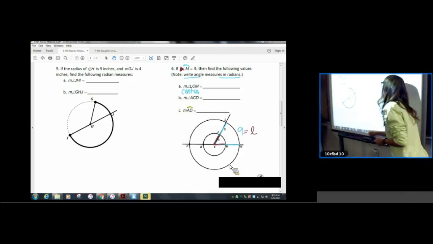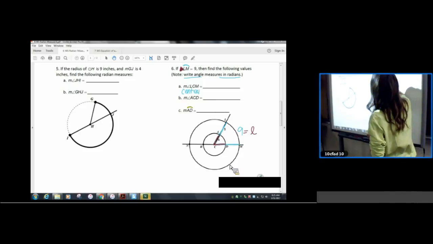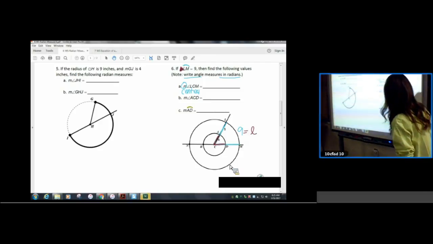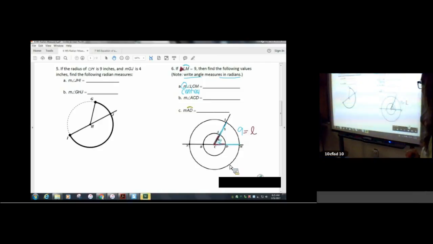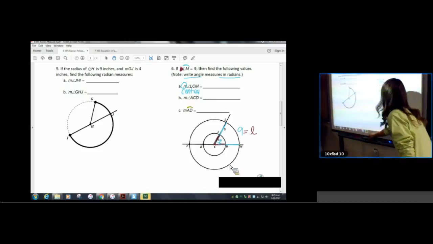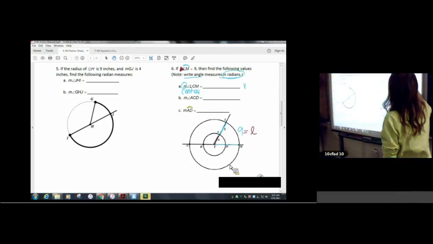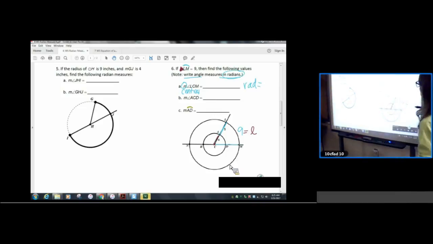Now, they want us to find the measure of the central angle. We know that, not degrees, I put degrees. We know that we learned a radian, because we want it in radians. A radian is simply a ratio. It's the ratio of the arc length to the radius.